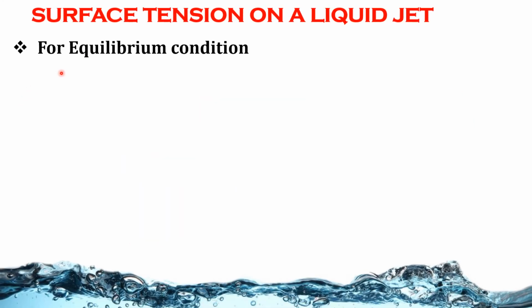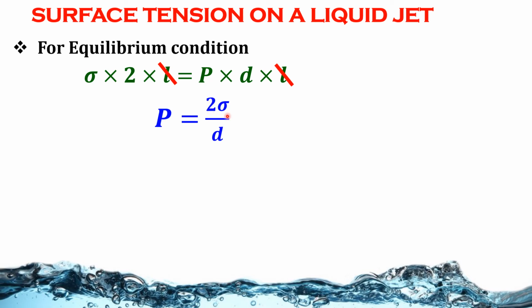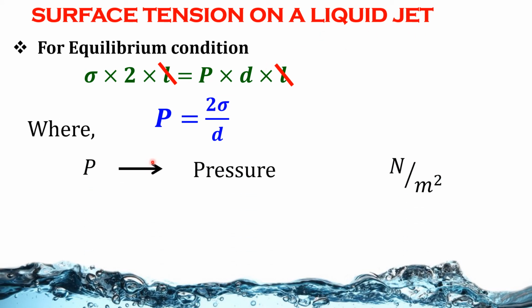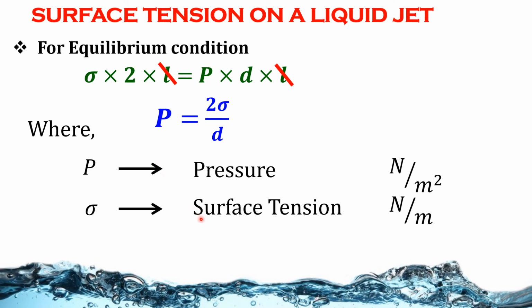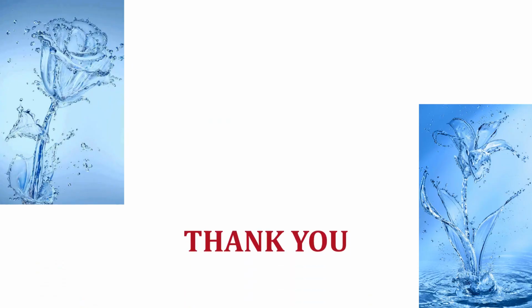For an equilibrium condition, we know that sigma into 2 into L is equal to P into d into L, because the tensile force and the pressure force are acting in opposite directions. For further simplification, we get P is equal to 2 sigma by d. This is the relation between pressure and surface tension for a liquid jet, where P is the pressure in Newton per meter square, sigma is the surface tension in Newton per meter, and d is the diameter of the jet in meter. Thank you.